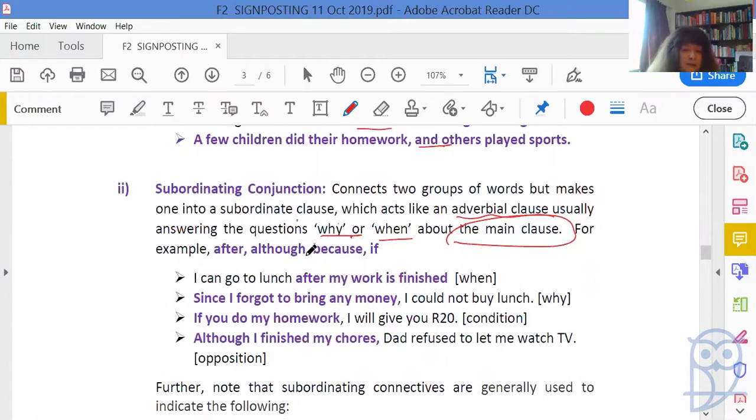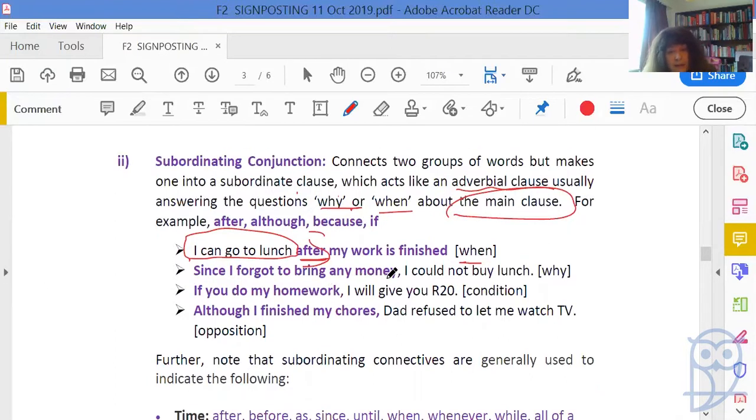I can go to lunch after my work is finished. So there's our main clause. I can go to lunch. And we ask the question when? After my work is finished. So we use the conjunction after. It can also be an adverb. Remember, you've got conjunctive adverbs, which we'll look at just now.